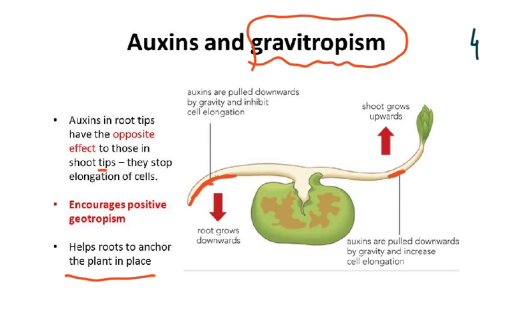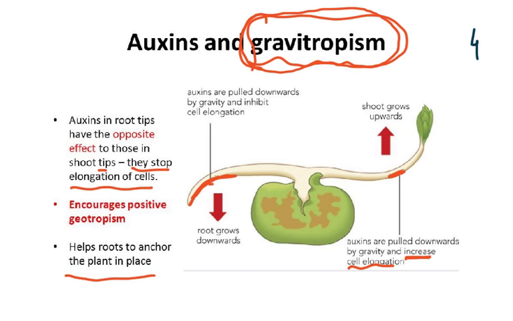In both it is to the lower side, but in gravitropism, what you have to understand is auxins are pulled downwards by gravity. But here in the shoot it is increasing cell elongation. Here in the root, it stops cell elongation. But they are both on the lower side. And please dissociate yourself: when you're talking about gravitropism, remember that you're talking about gravitropism, not about phototropism. In phototropism, it is away from light. In gravitropism, both are to the lower side.